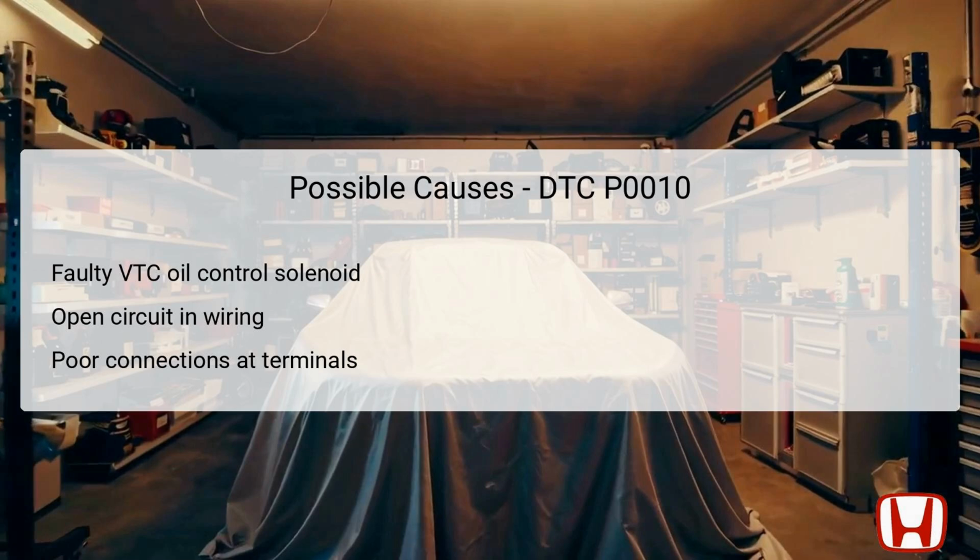Additionally, poor connections at the terminals can significantly affect the performance of the solenoid. Corrosion, dirt, or a loose connection may lead to intermittent or complete failure of the solenoid's function, exacerbating the problem. Therefore, these common causes must be inspected thoroughly to ensure that accurate repairs can be made.